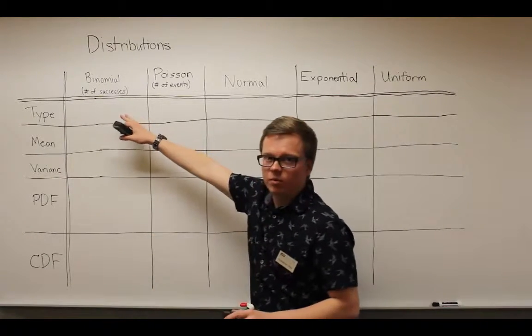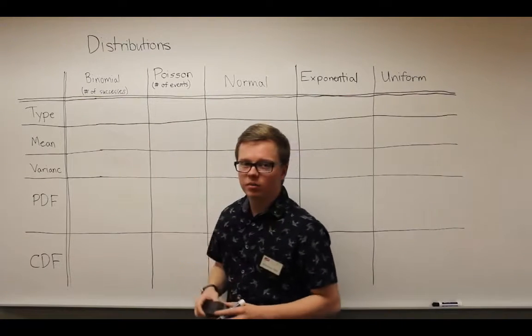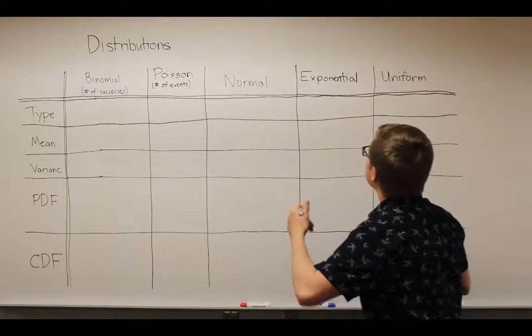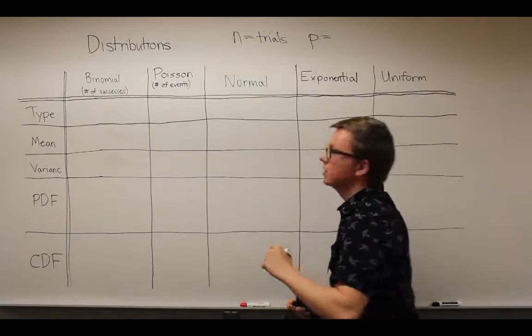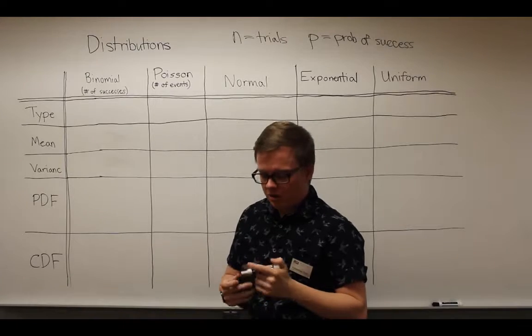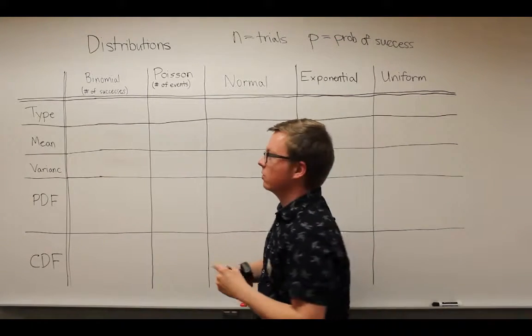So to start, we have the binomial distribution. This is when you have a certain number of trials. So let's say n trials. I'll write this. Each trial has probability p of being a success. So the binomial distribution is relevant when you want to know the probability of getting a certain number of successes from a certain number of trials.